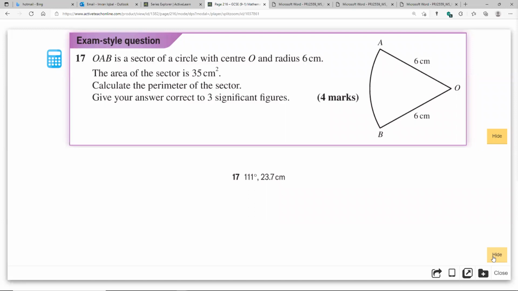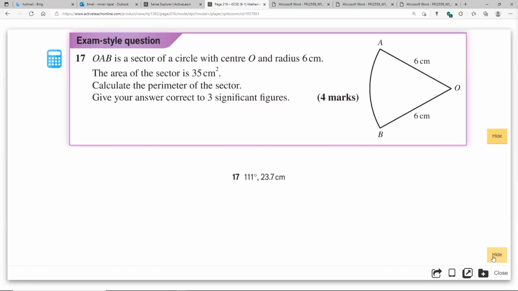They're just giving that information. 111 is something that's implied, that you need to work out first in order to work out the perimeter. Because all they say here is calculate the perimeter of the sector, give your answer correct to 3 SF. So the 111 is for information only. That's the first part that you should have got right before you got 23.7. So if you got 23.7, you got the full marks, okay?